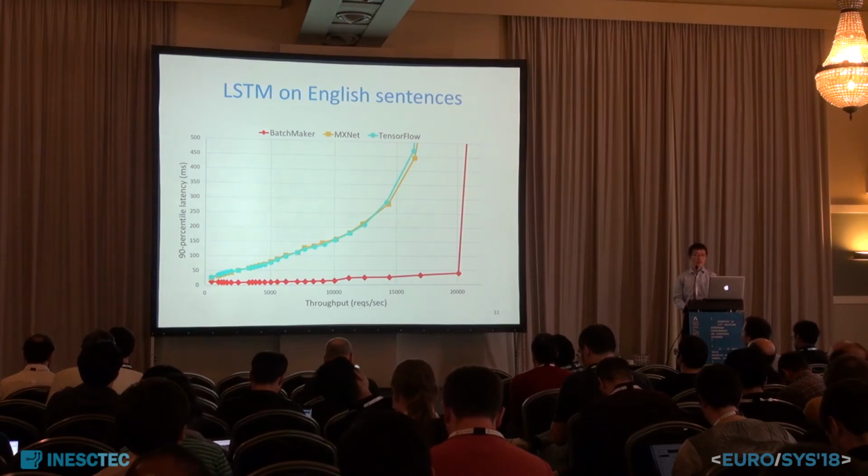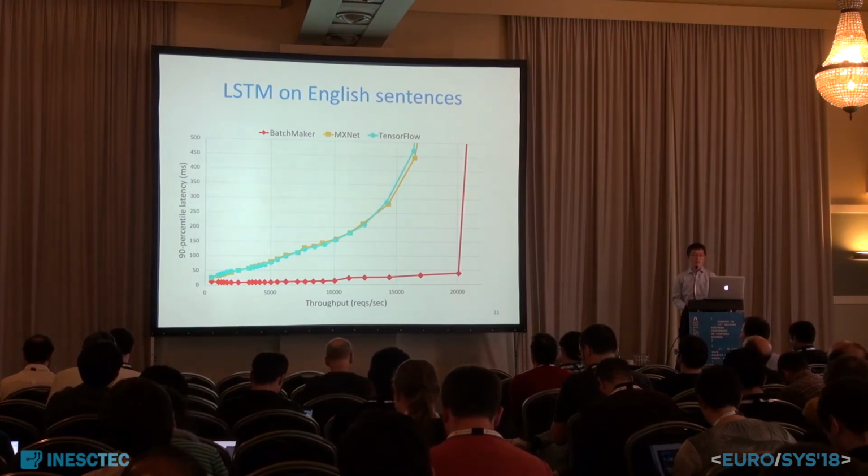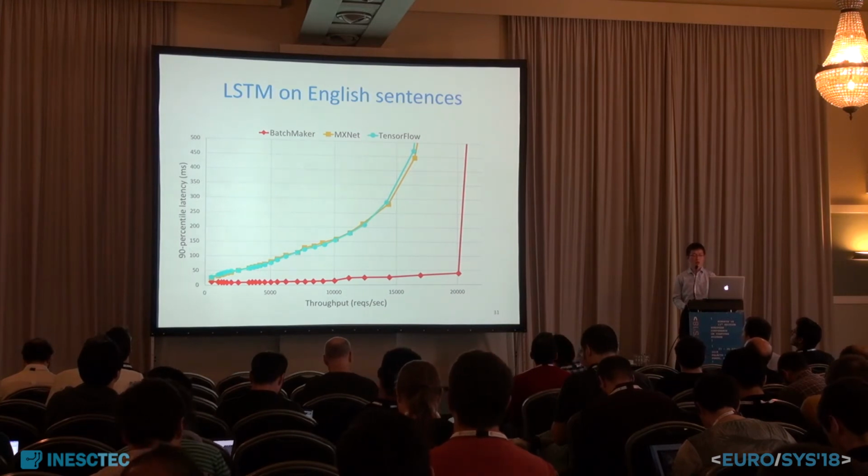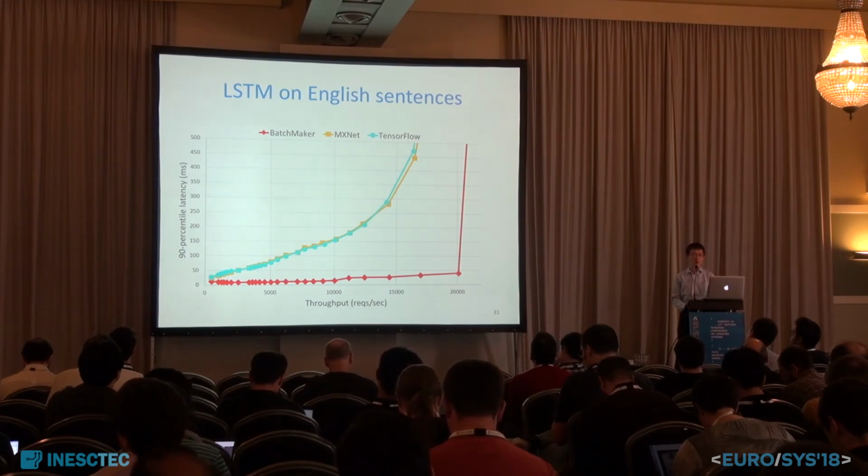This figure shows the 90th percentile latency versus throughput, and the yellow and the blue lines are MXNet and TensorFlow respectively, which are our baseline systems. And the red line is our prototype system BatchMaker. All systems use maximum batch size 512, which is determined by offline benchmarking. As you can see, as the load increases, the latency of baseline systems increases, while our system BatchMaker produces almost stable latency until it reaches the performance peak.